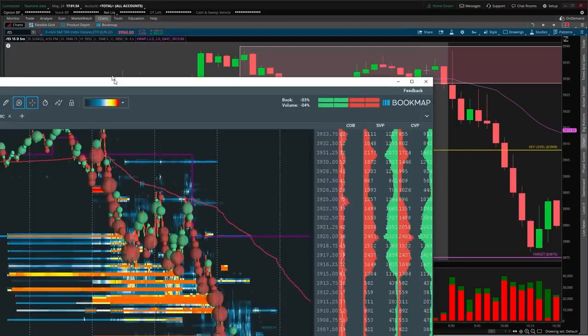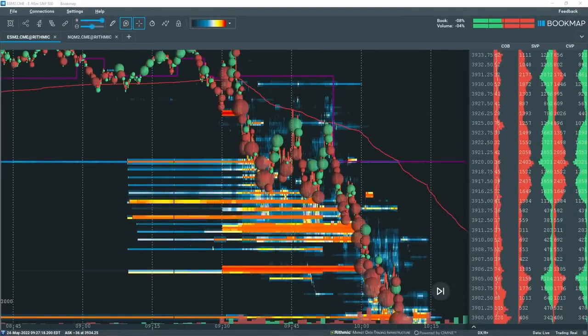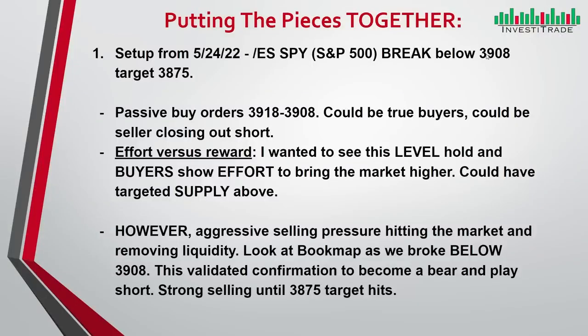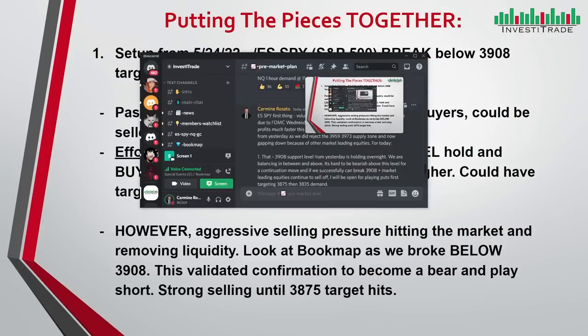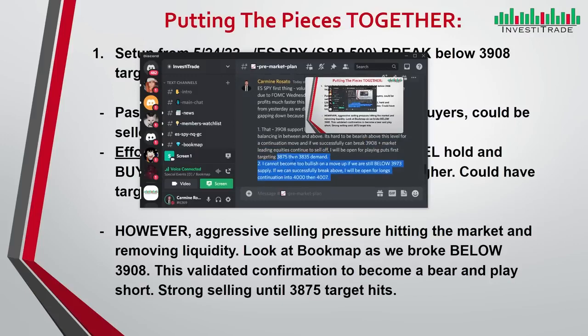What happens here on Bookmap is the market comes down. I'm going to pull up the PowerPoint again. Break below 3908. The target was the 3875 demand zone. Pull this up again here. That 3908 support level from yesterday's holding overnight. We're balancing in between and above. It's hard to be bearish above this level for continuation. And if we could successfully break 3908 and the market leading equities continue to sell off, I'll be open to playing puts or playing short, first targeting 3875 demand and then the 3835 demand zone to the downside.